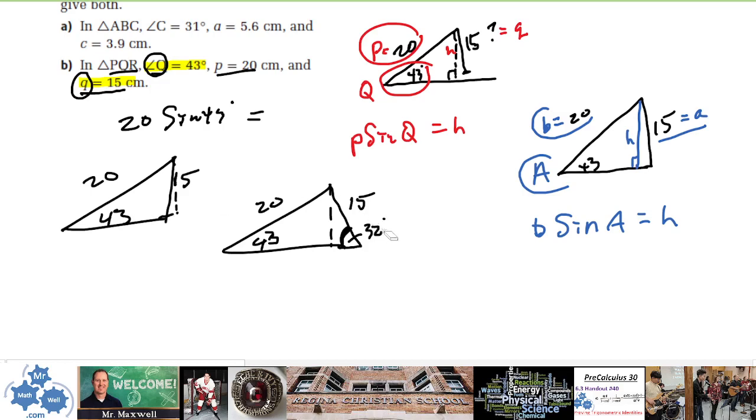I know that some of you have run into this in your assignments, perhaps, that using the sine law will always give you an acute angle. So you might have to use the supplementary angle of that acute angle to find the obtuse one.